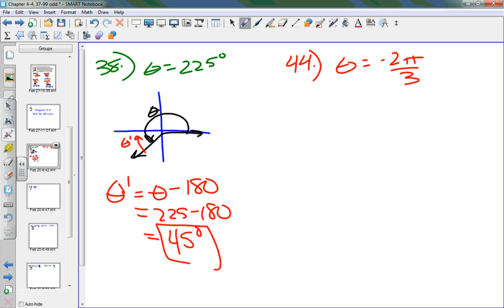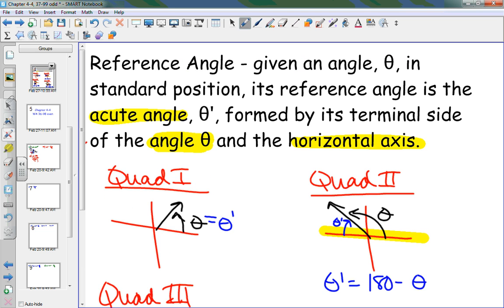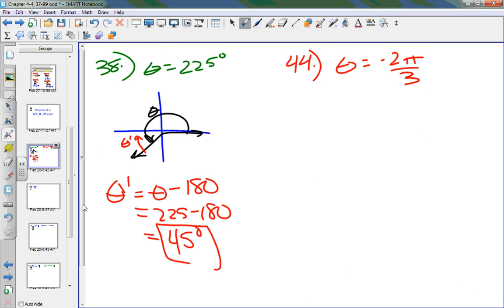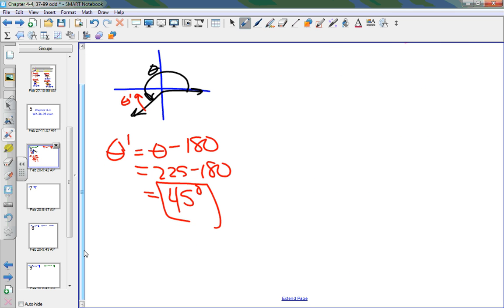Do we understand that? If you don't understand it, ask me a question. I don't know what you don't get. I'm being dead serious. Where's 225 degrees at? It's right here in quadrant 3. According to quadrant 3, what do we do? So what did I do? Okay.